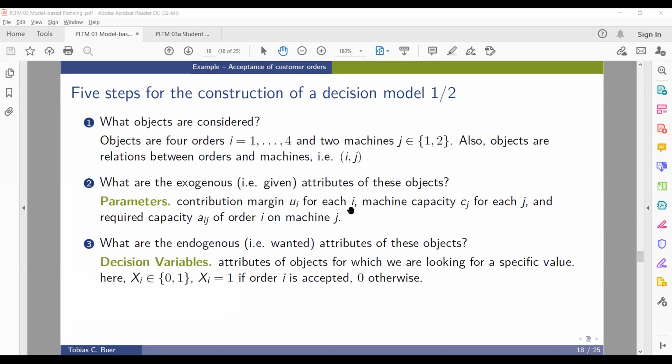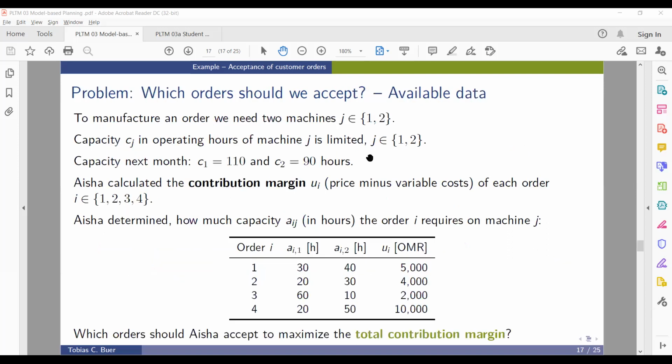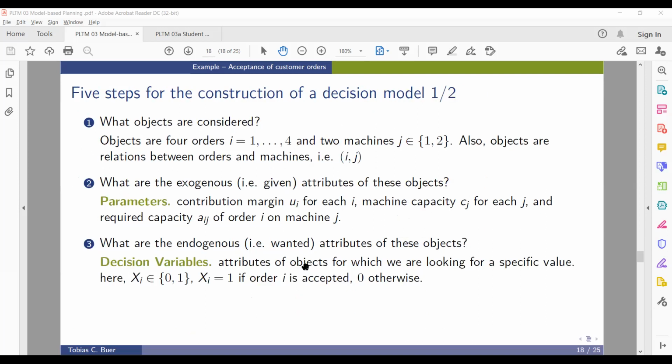We have 5 steps in building a decision model. First of all, what are the objects that should be considered? In this problem, we have 4 orders denoted by the letter i and 2 machines denoted by the letter j. Other objects that are part of this model are the relations between orders and machines. So what is shown in this table, how many hours do we need to produce one order on a specific machine? This is the third relation.